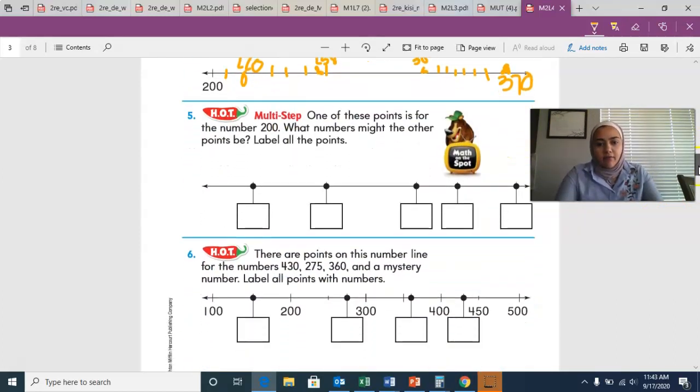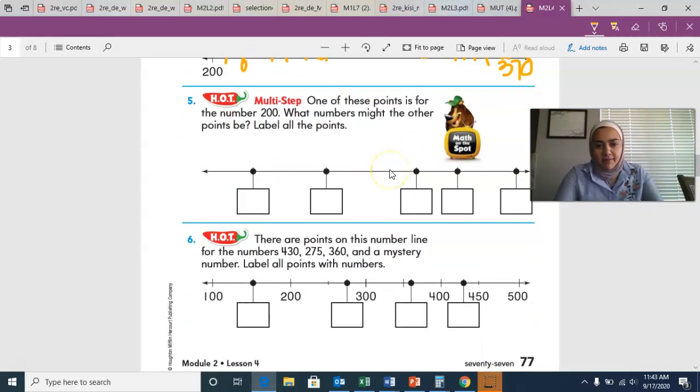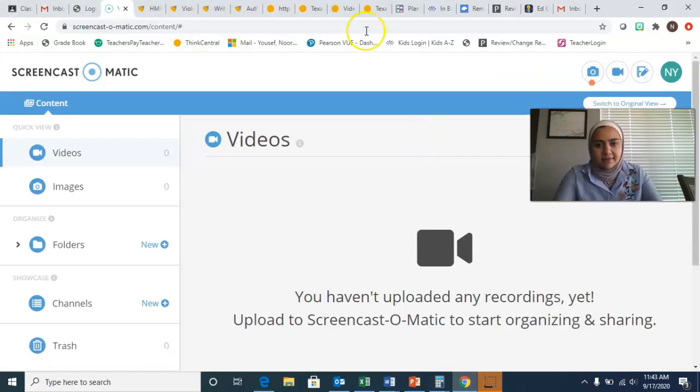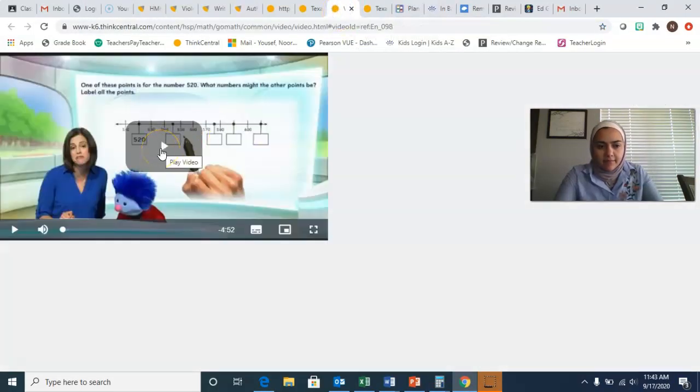Excuse me. One of these points is for the number 200. What number might the other points be? Label all the points. So let's watch Mrs. I don't think it's Professor Berger today. I think it's Mrs. Standoff. I think that's what her name is. All right, let's watch the video and see if she can better help us with this.